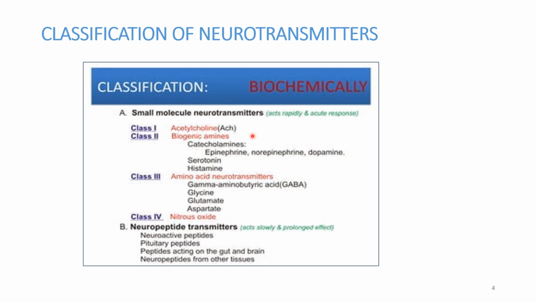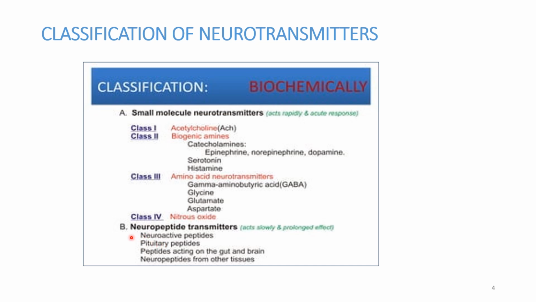Next, coming to the amines, biogenic amines. They are catecholamines, which include epinephrine, norepinephrine and dopamine. Then serotonin and histamine. Next, class 3 includes amino acid neurotransmitters like GABA, glycine, glutamate and aspartate. Next, class 4 includes nitric oxide.